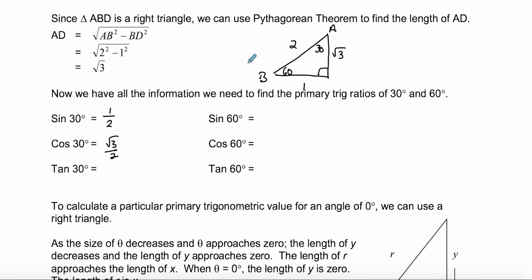Tangent of 30, so if I'm standing up at 30, tangent is opposite over adjacent. So that's 1 over root 3. But it's not proper to leave that in the denominator, so times root 3 over root 3. And that would give us root 3 over 3 as our proper answer.